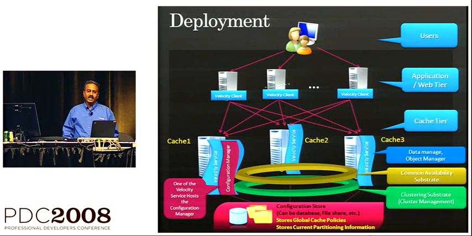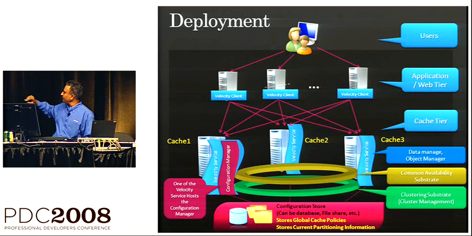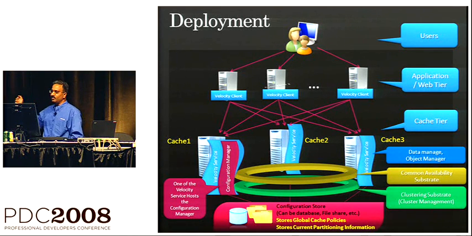Let's take 3 cache servers. It's a cache service, and there is a client tier, which is where your application is running, and there is a cache tier. In the cache tier you have the Velocity nodes, and here we'll talk about 3 things: the data manager and the object manager, which we'll talk about in more detail. Then there's an availability substrate that provides high availability, and then there is cluster management support. Again, we'll go into those things in detail. So just keep this in mind.